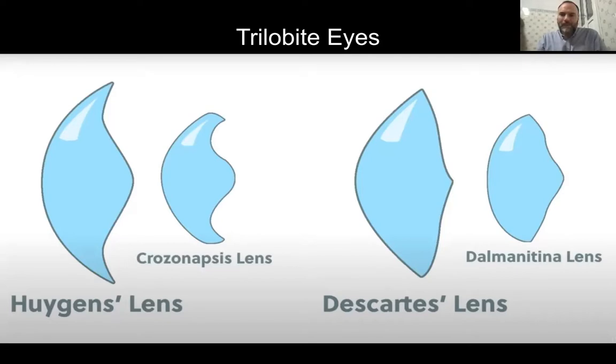I wanted to talk about the eyes just a bit more. I came across this graphic a while back. During the Enlightenment, when microscopes were being produced for the first time, Christian Huygens and René Descartes both came up with lenses of their own with experimentation. And it turns out that the Huygens lens matches the trilobite lens, the Crozonapsis lens, pretty closely. And the Descartes one matches the Dalmatinina fairly closely. I thought that was pretty neat.